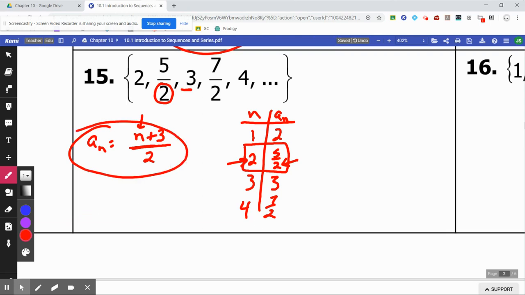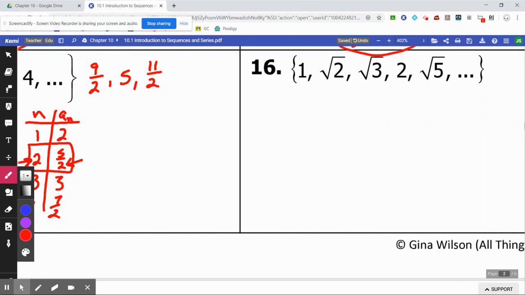For the sixth, seventh, and eighth terms, plug in 6, you're going to get 9 over 2. Plug in 7, you're going to get 10 over 2. Plug in 8, you're going to get 11 over 2. So there's your next 3 terms in the sequence.